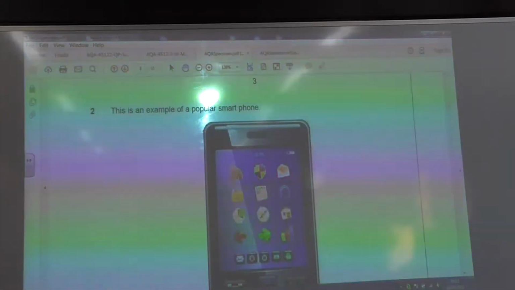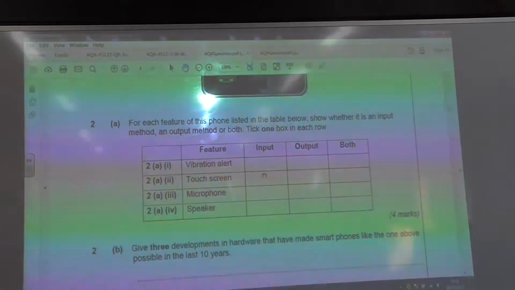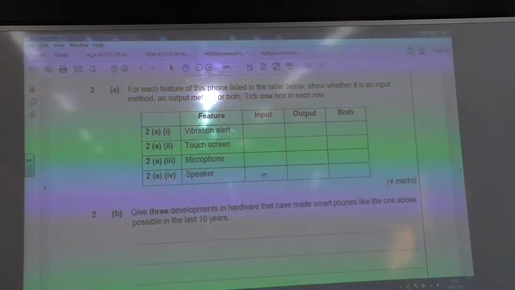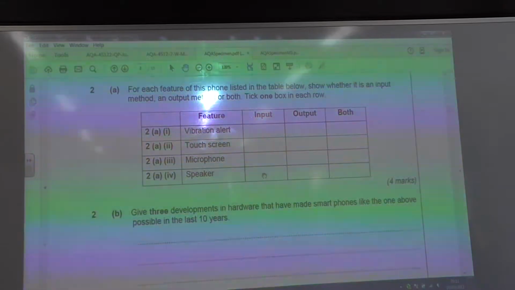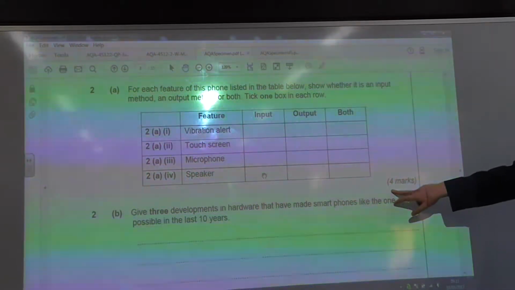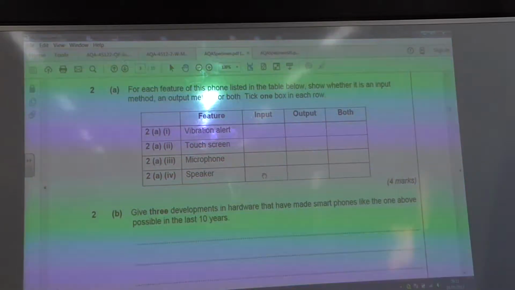This is quite a common question. We've seen this on a couple of exams as well. You've got a piece of kit like a smartphone and it asks you things about it, the classic input-output question. It's a tick in a box, easy marks. Remember, if you aim for 1 mark per minute, you'll finish on time, no problem. All you've got to do for these 4 marks is put 4 ticks in the right place, so you should finish that question in about 30 seconds. But make sure you do it right.